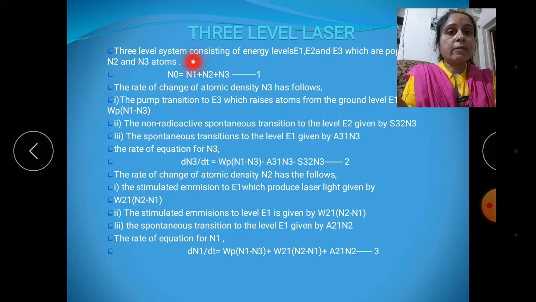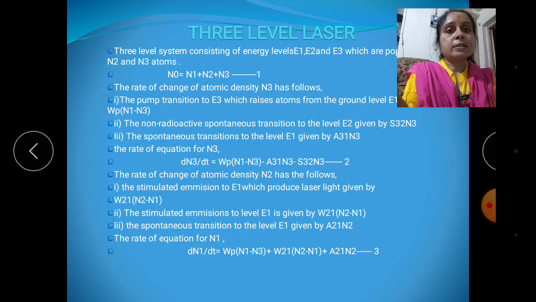In this three level laser system, the energy levels can be generated by E1, E2, E3 according to the population inversions of E1, E2 and E3 of those atoms. E1 and N1 represent the ground state level, E2 and N2 represent the next excited state, and E3 and N3 represent the next excited state.